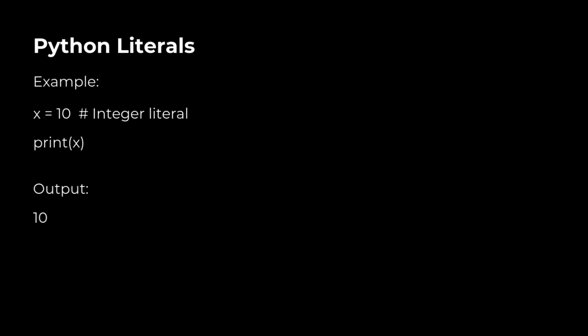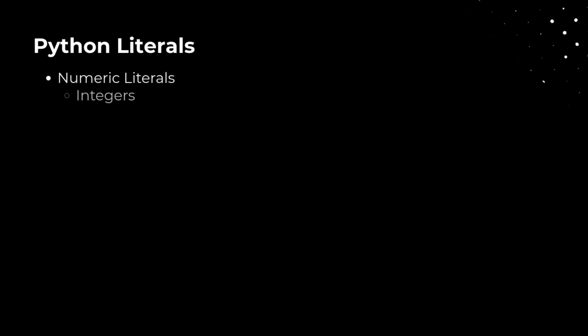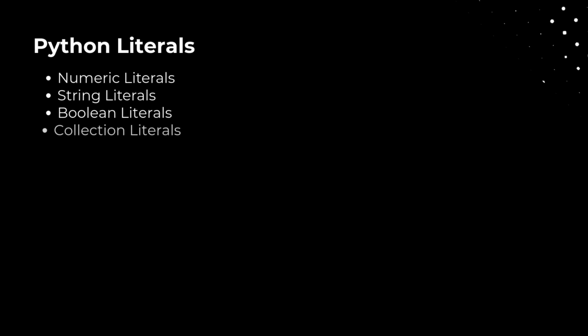Literals in Python are classified into the following categories. The first one is numeric literals, which include integers, floating point numbers, and complex numbers. Second one is string literals. This represents any sequence of characters enclosed in quotes. Third is Boolean literals, which consist of two values, true or false. Fourth is collection literals, which encompass data structures like lists, tuples, dictionaries, and sets. And the last one is special literal. The None keyword is used to represent the absence of value.